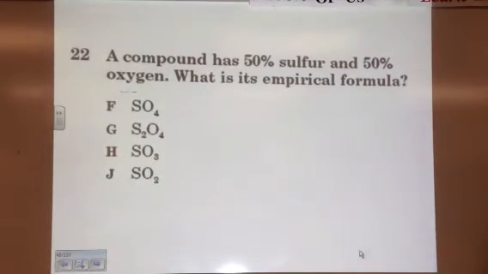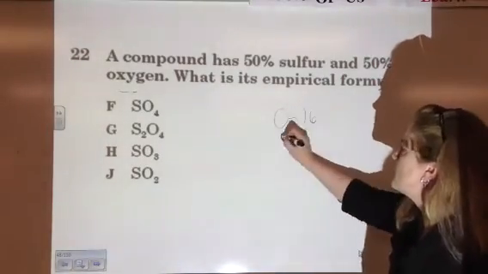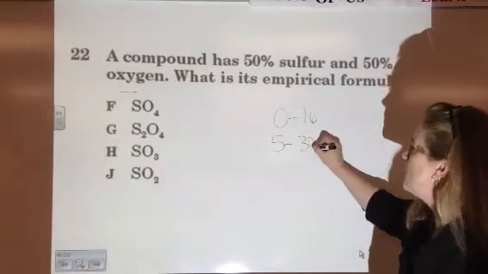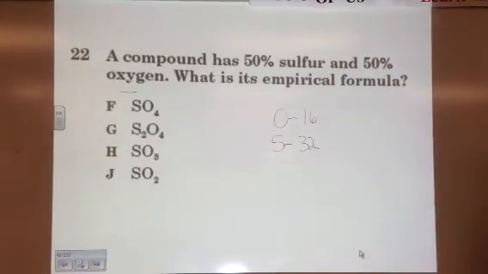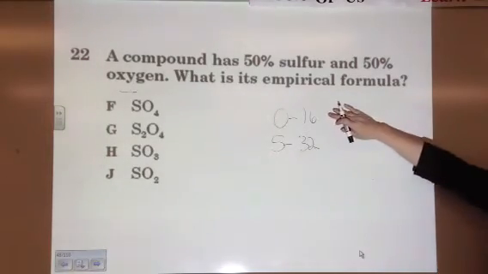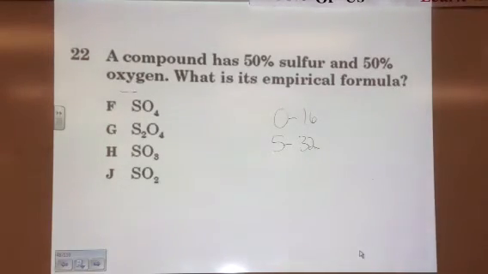22, compound, has 50% sulfur and 50% oxygen. Do oxygen and sulfur have the same molar mass? No. Oxygen's molar mass is roughly 16. Sulfur is roughly 32. Double that of oxygen. So if they each represent 50% of the mass, you have to have 2 atoms of oxygen for every 1 atom of sulfur. So it's J.